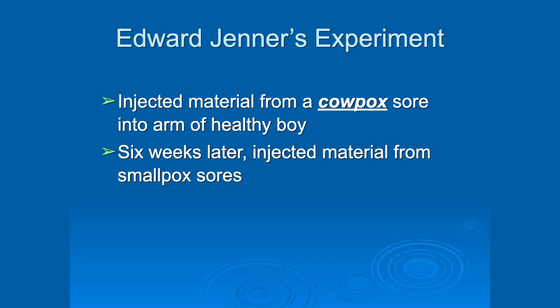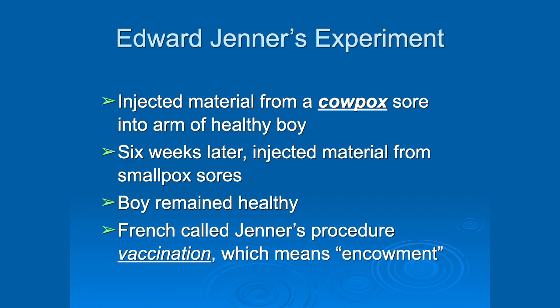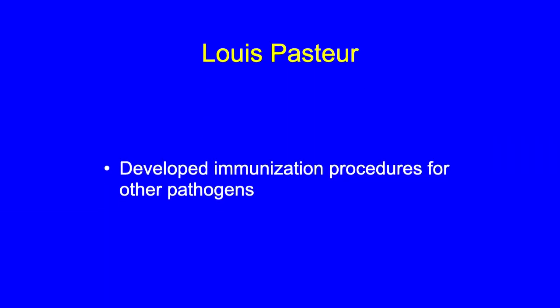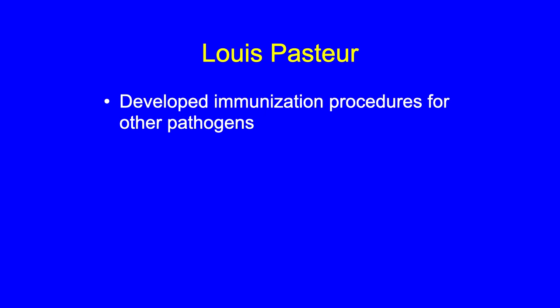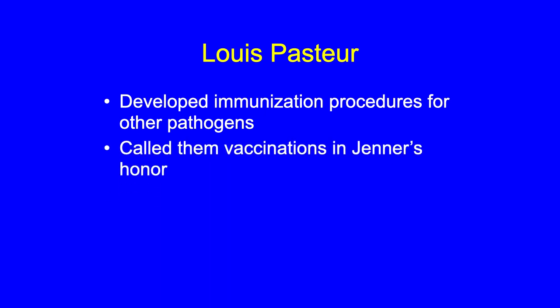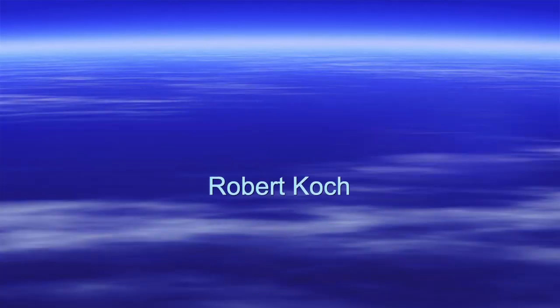So after the boy had healed, 6 weeks later, he injected material from smallpox into the boy's arm, and the boy remained healthy. So this child was his son, and the French called Jenner's procedure vaccination, which means "of the cow," right? Because it used cowpox. Louis Pasteur developed immunization procedures for other pathogens, called them vaccination in Edward Jenner's honor, and we still use that to this day.